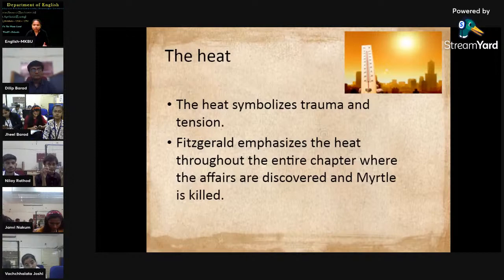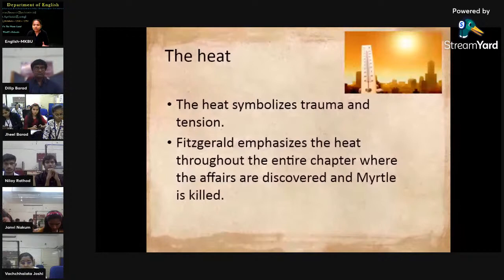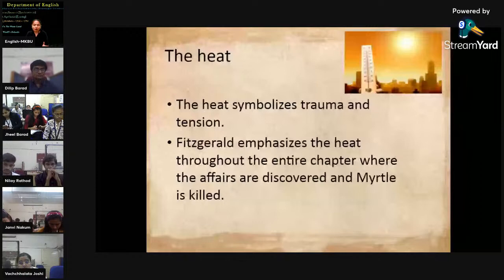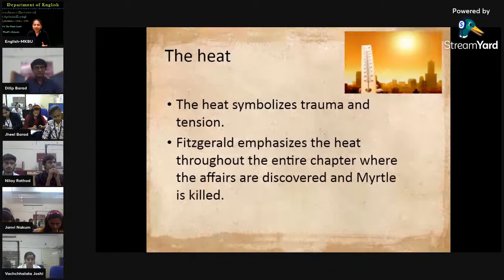The heat is narrated in the seventh chapter. The heat symbolizes trauma and tension. Fitzgerald emphasized the heat throughout the entire chapter, where the affairs are discovered and Myrtle is killed.